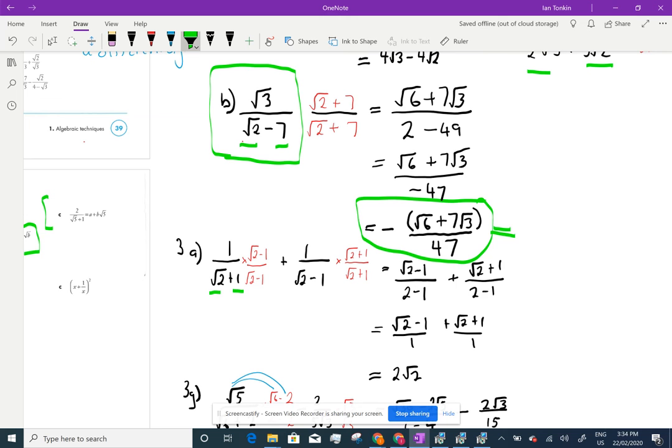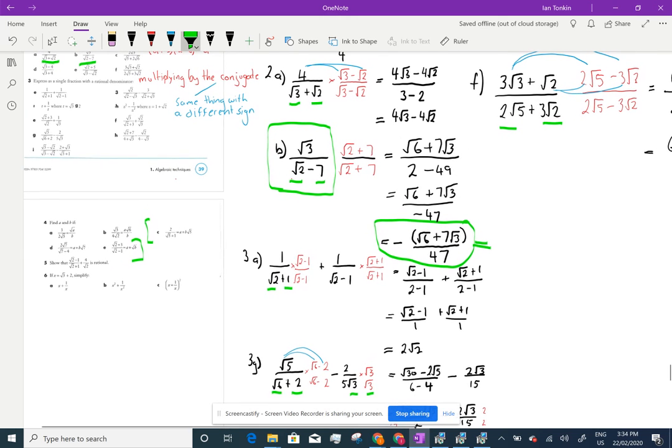Right, you need to work on those and get them done before our next lesson, because we're going to be moving on. And I'm going to start with the rationalising in class of past HSC. Good luck.